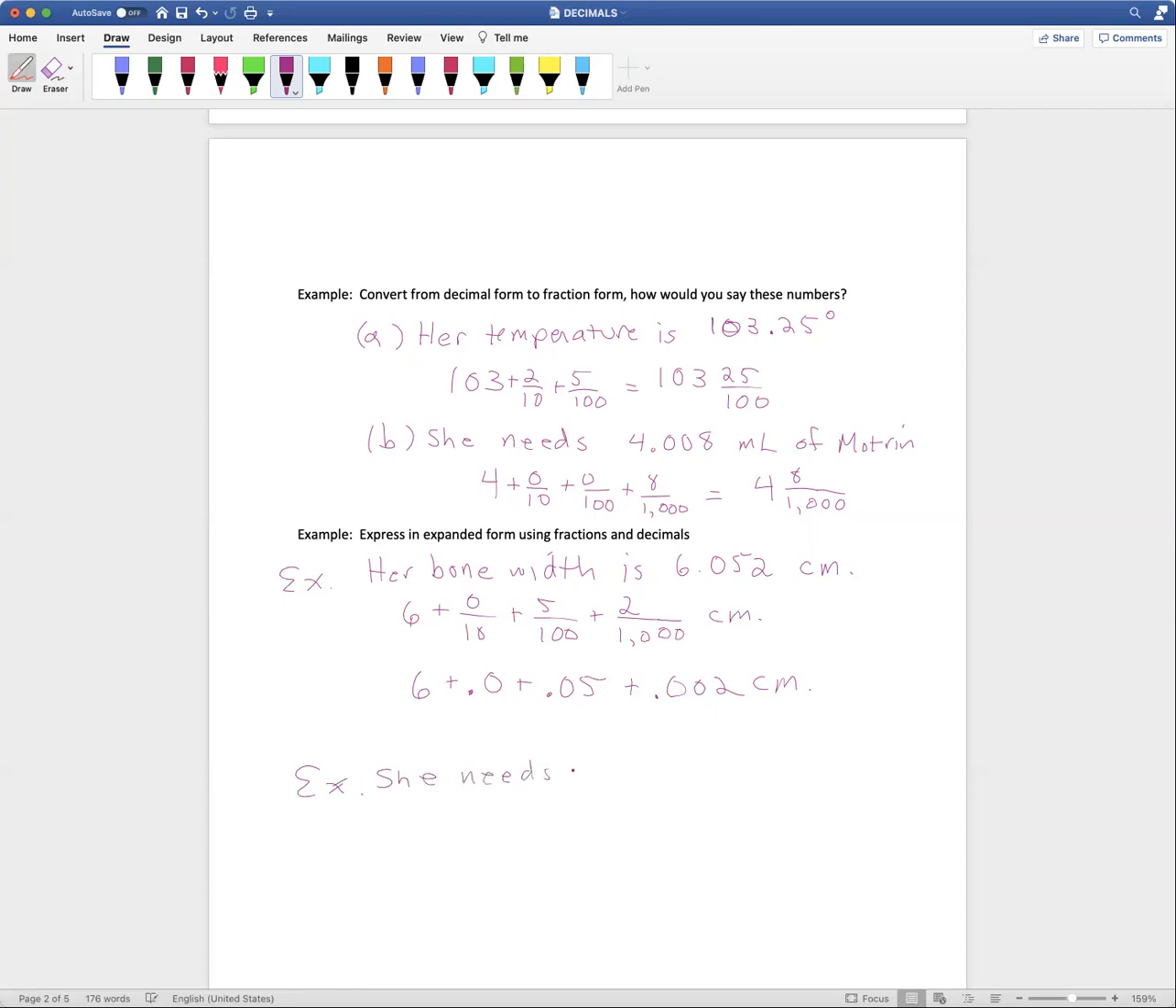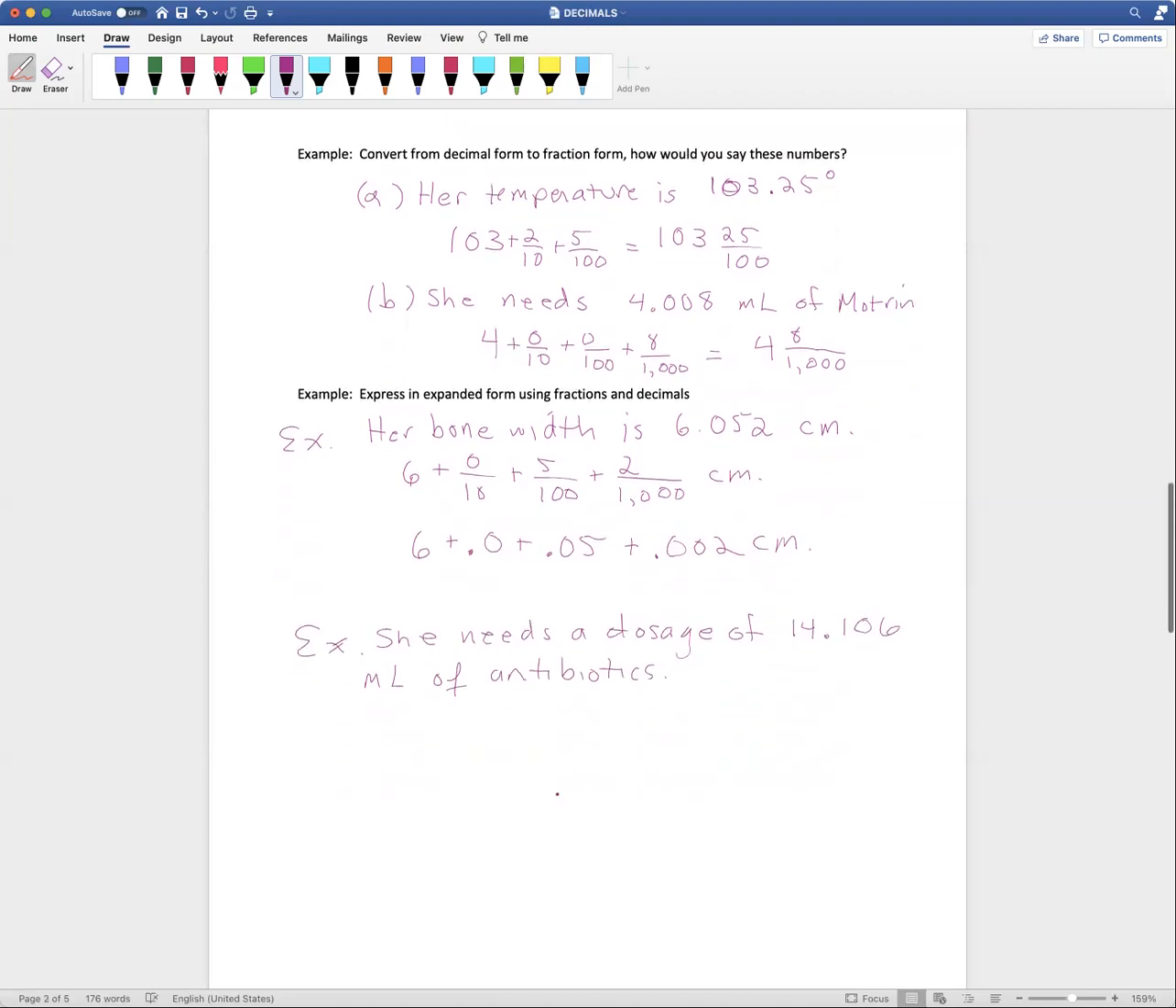She needs a dosage of 14.106 milliliters of antibiotics. Okay, so what does that mean? Well, if we want to write this in expanded form, let's do fractions first. We have 1 ten, that's a 10. We have 4 ones, 1/10, 0/100, and 6 thousandths.